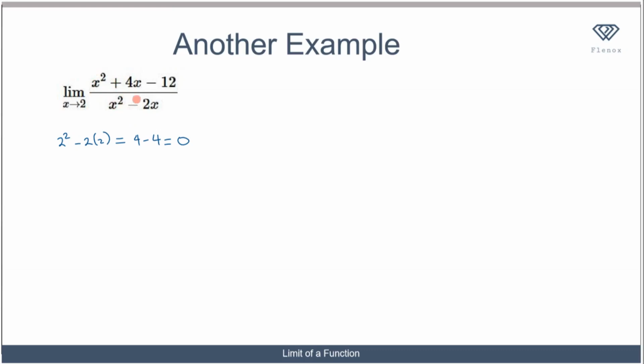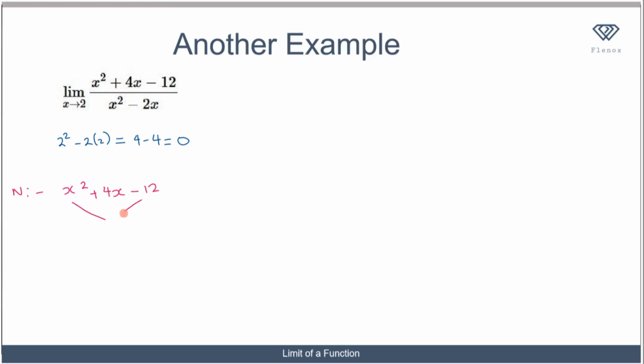So what do I have to do? I have to check if I can try to factorize these terms. And luckily for us, it is possible to factorize. So we'll start by factorizing the numerator. So we have what? The numerator. So we have what? X squared plus 4x minus 12.